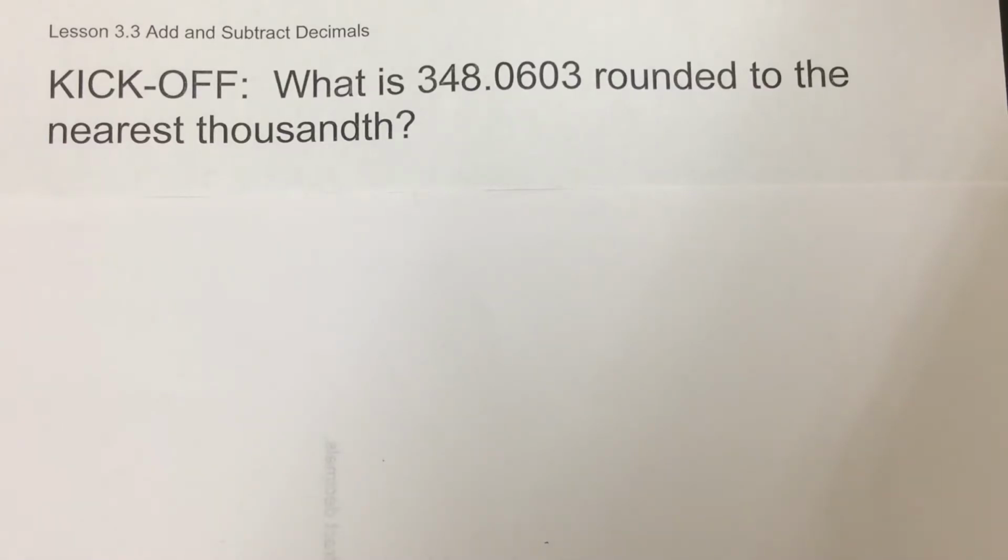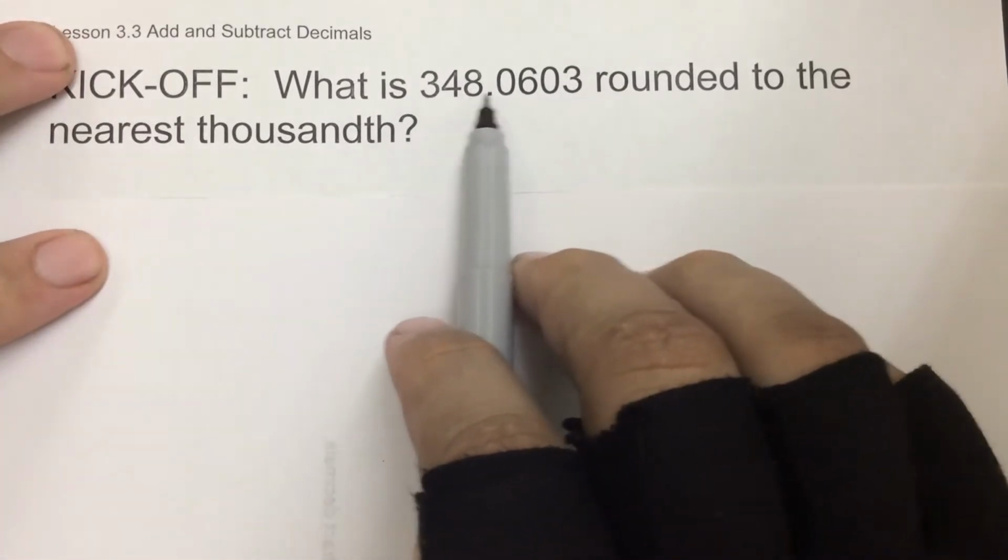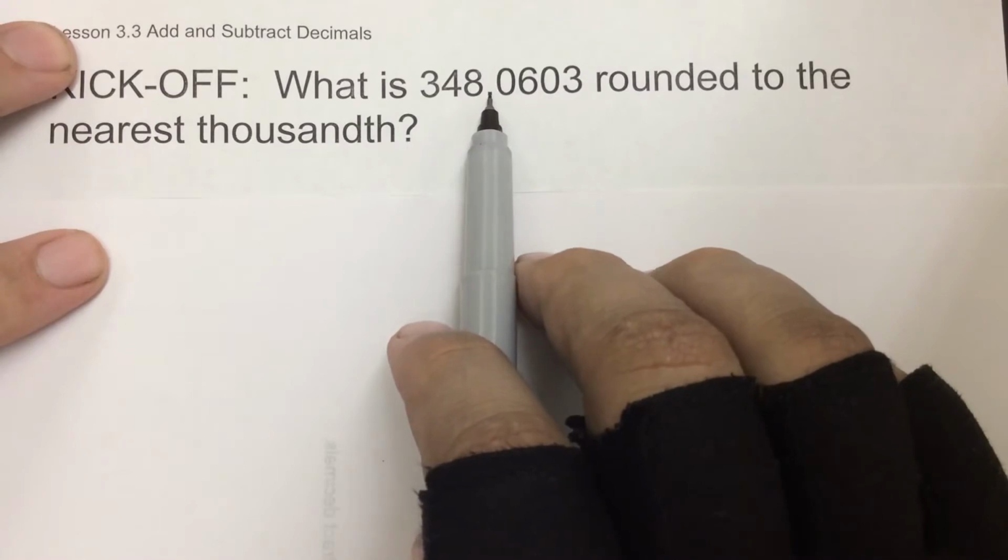All right. So, we're working with decimals. Today, we're going to get a little further into adding and subtracting decimals. But before we do that, last lesson, we were rounding decimals. So here we're going to round this number to the nearest thousandth. So 348, all that's left is the decimal. We're not worried about that.